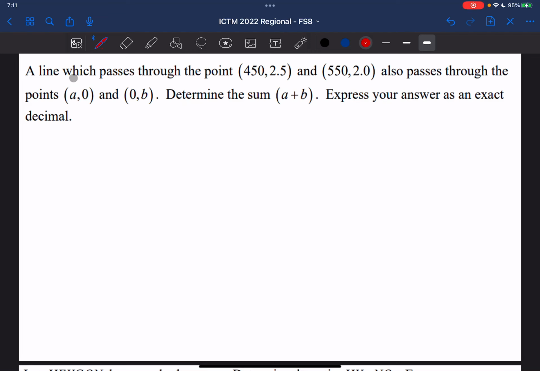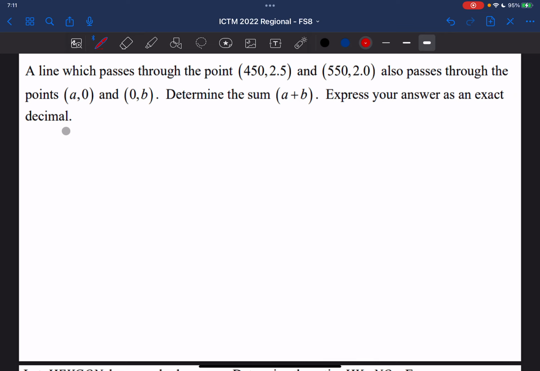Here we're given a line which passes through the points (450, 2.5) and (550, 2), and also passes through the points (A, 0) and (0, B). So we want to determine the sum A plus B, and we want to express our answer as an exact decimal.